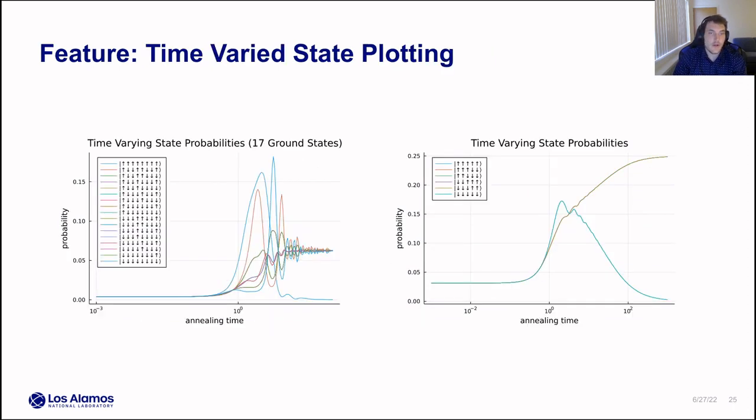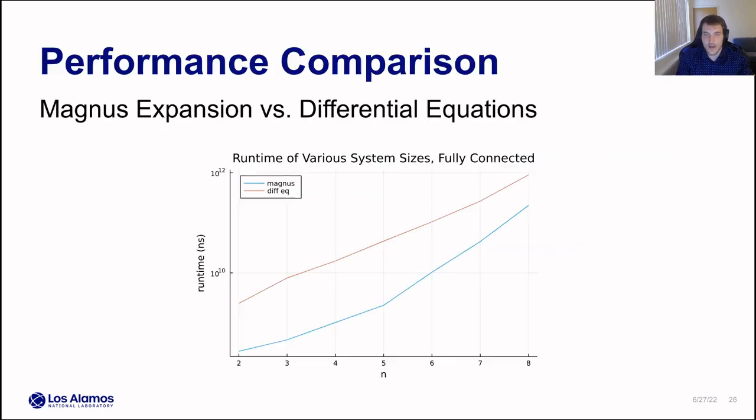We also have these time-varied state plots. So this is where you say, okay, I'm assuming that I can only perform my measurement at S equal to 1, but I want to see how my measurement probabilities will change if I change my annealing times. And this can be quite a large impact, so we include that as well.